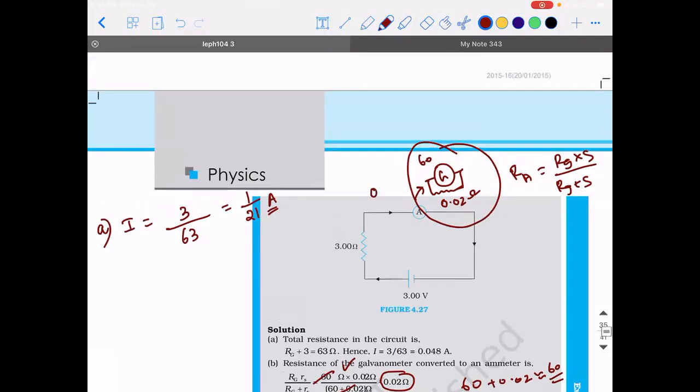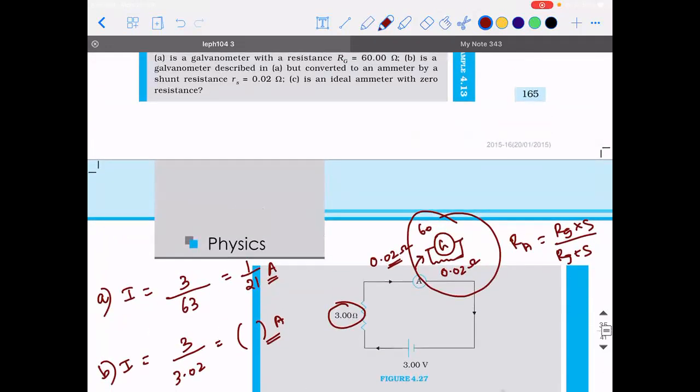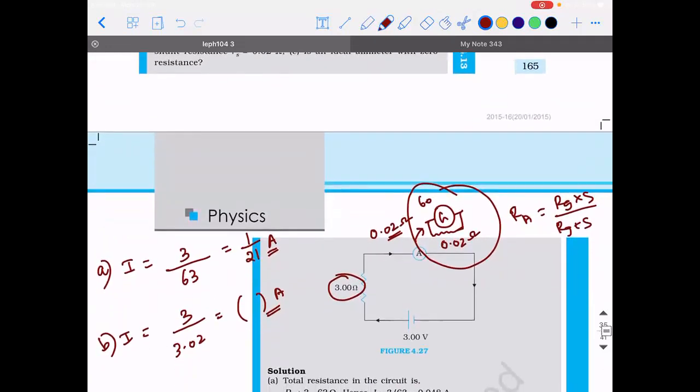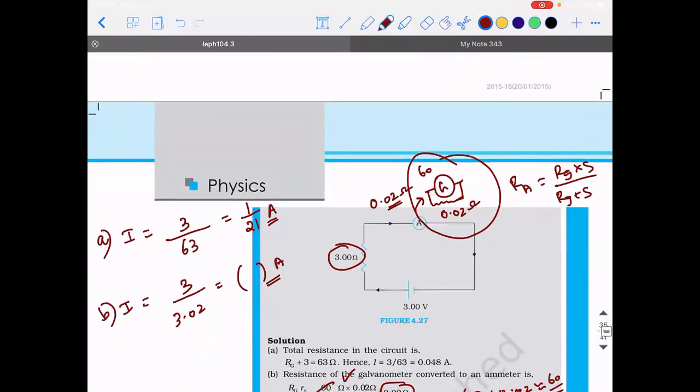So this ammeter behaves with the resistance of 0.02, and here the resistance is 3 ohm. Now, what is going to be the value of current it is going to measure in the second case? The same voltage 3 divided by 3.02. So whatever is the answer, those many amperes it will be able to measure. Am I clear? So this is case B, that is when you have converted a galvanometer into an ammeter.